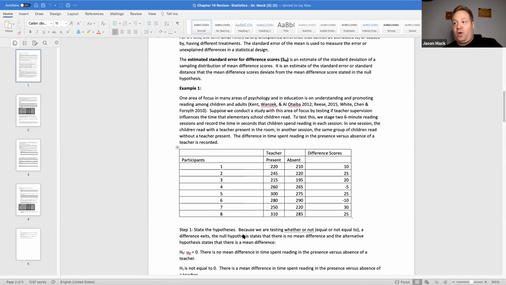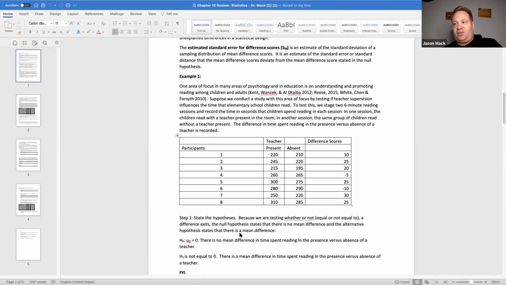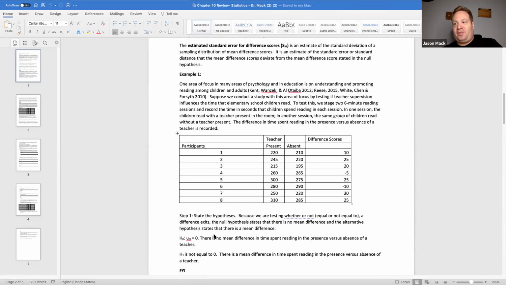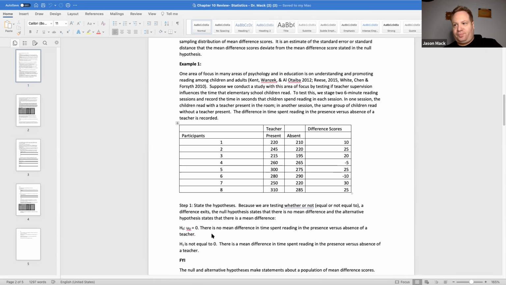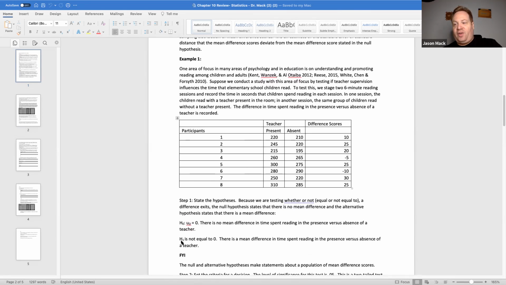Because we are testing whether or not a difference exists, the null hypothesis states that there is no mean difference, and the alternative hypothesis states that there is a mean difference. Therefore, the null hypothesis is that the mean difference is equal to 0. That means there's no mean difference in time spent reading in the presence versus absence of a teacher. And then the alternative hypothesis is that it's not equal to 0. There is a mean difference in time spent reading in the presence versus absence of a teacher.